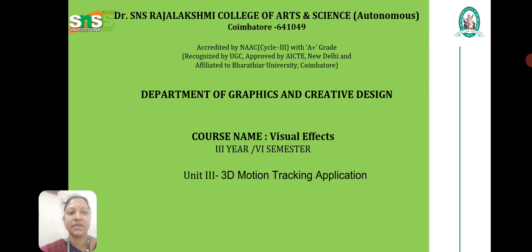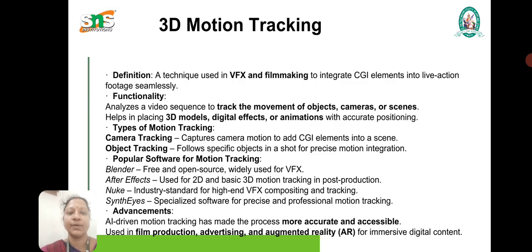In this video, we are going to see about the visual effects in 3D motion tracking applications. There are a number of motion tracking applications. In that, some motion tracking applications we are going to see in this video. The definition is the technique used in VFX and filmmaking to integrate CGI elements into live action footage. In that, we are using camera tracking and object tracking. These are used to track the motion.